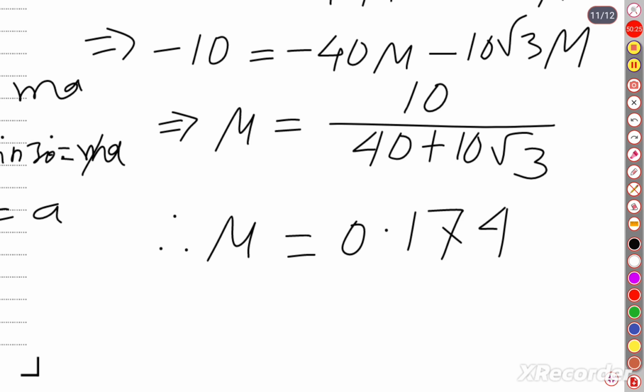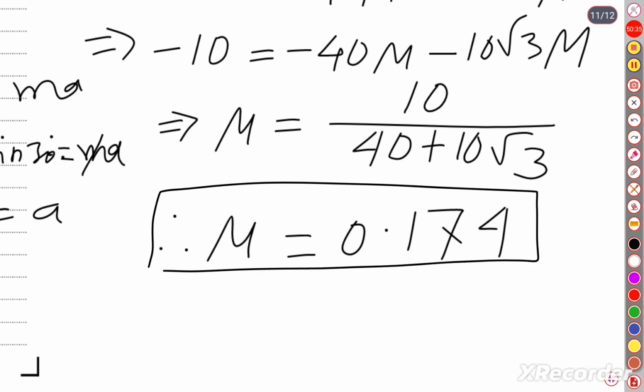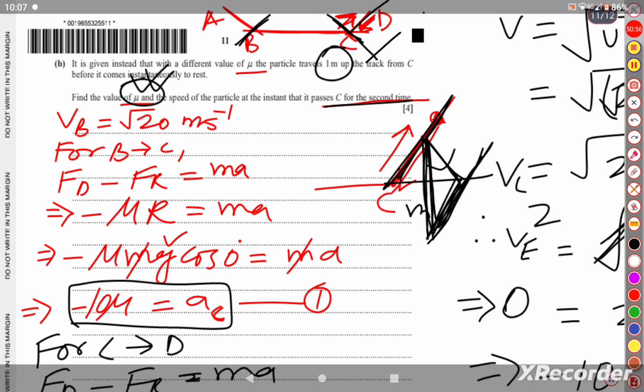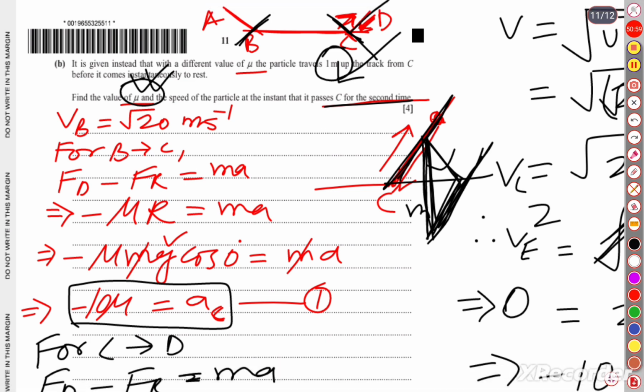Mu is not a unit, that's why there will be no unit over here. So we have got mu, the frictional coefficient. Now using this frictional coefficient, we will have to find out the velocity when it comes back. Let me show you the question once again. It says find the value of mu. We have obtained 0.174, and the speed of the particle at the instant it passes C, the second time when it is coming backward.